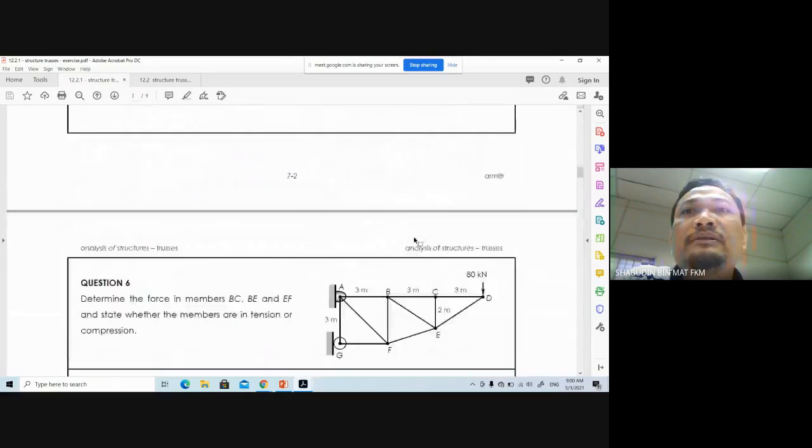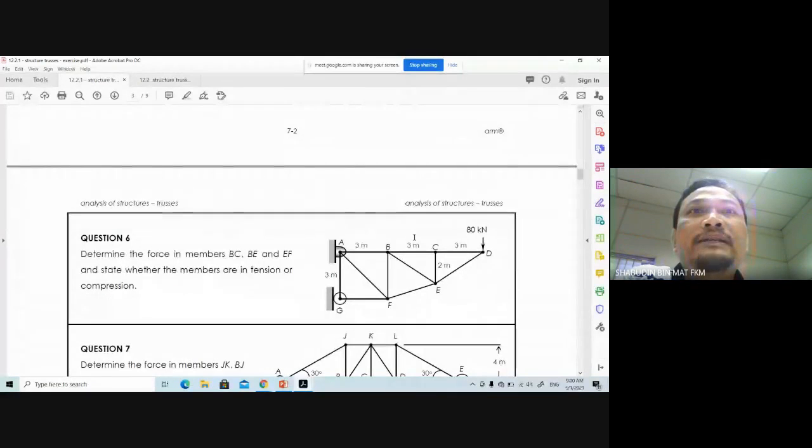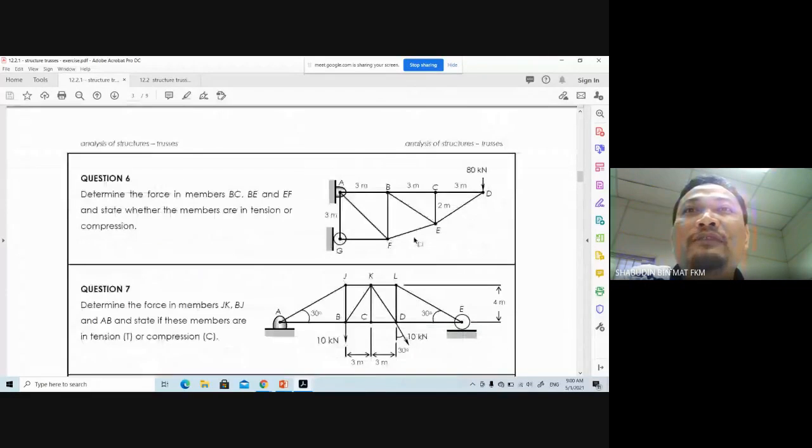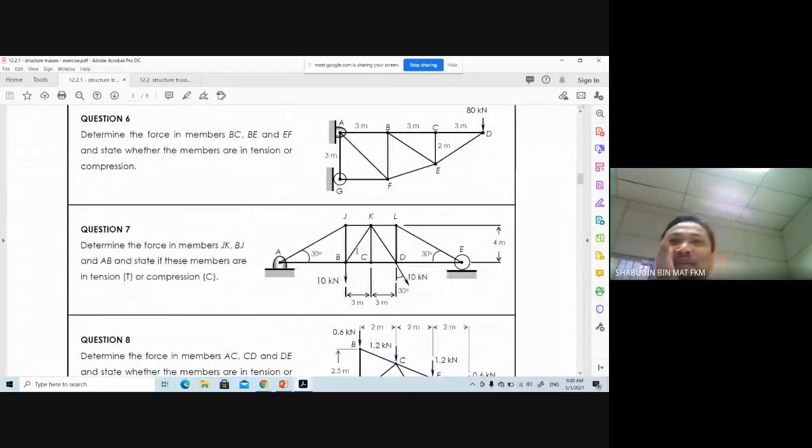Okay, now we do the BC. I'm looking for this. This is the exam paper that they asked me 23 years ago. Determine the force as question 7. Force in members JK, BJ, BC, and AB.